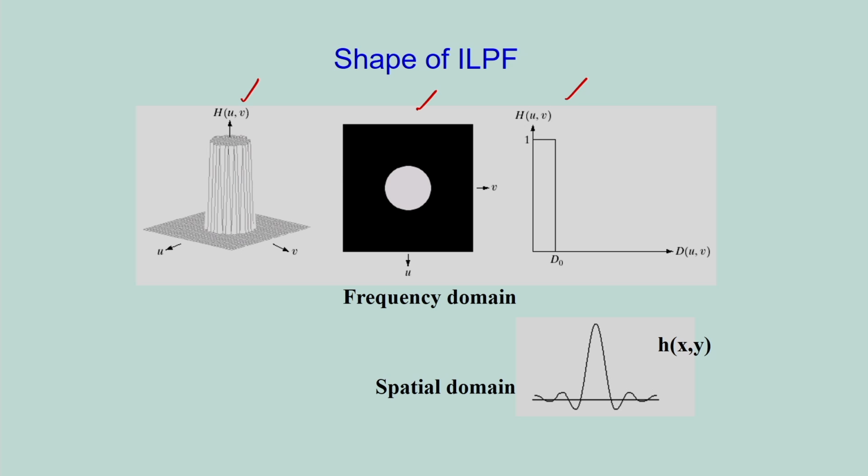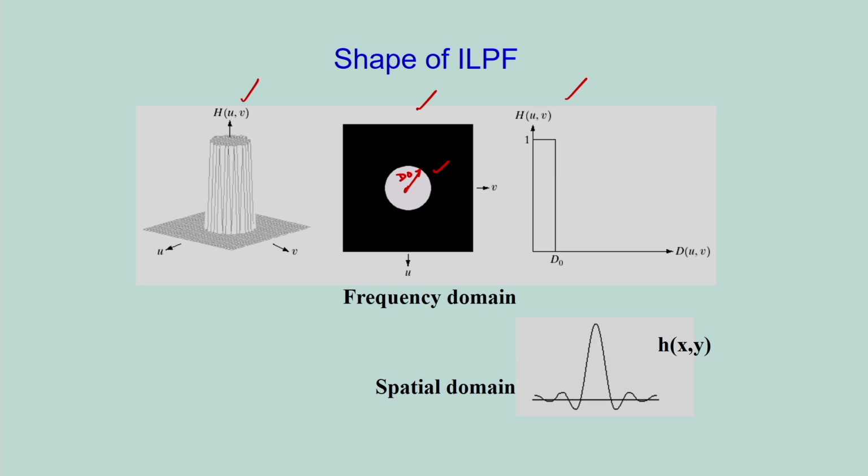Already I have explained that D naught is a positive constant. So, all the frequencies on or inside the circle of radius D naught are passed without attenuation, whereas all frequencies outside the circle are completely attenuated. In this case, I am considering this circle, and its radius is D naught. You can see the ideal low pass filter is symmetric about the origin. So, this is the meaning of D naught.